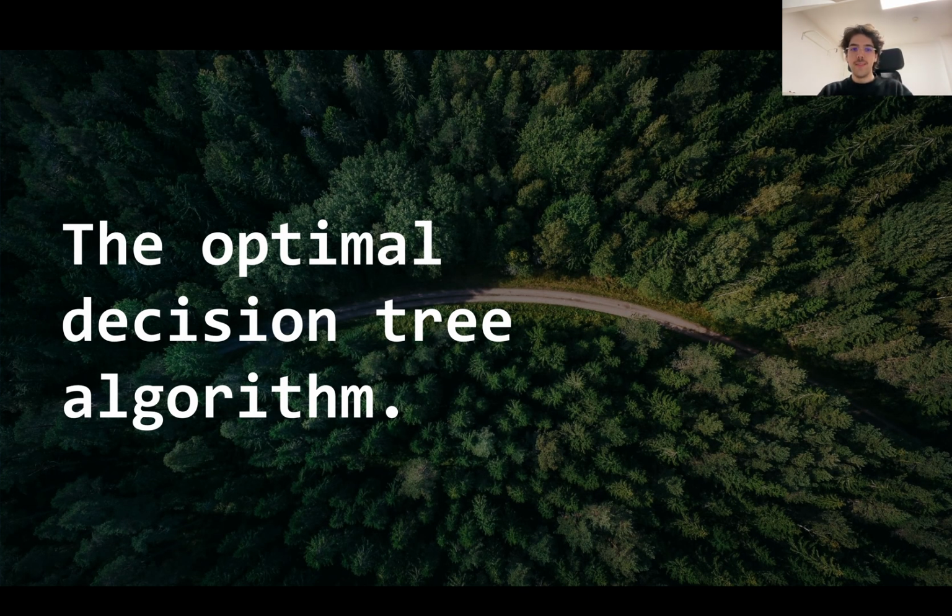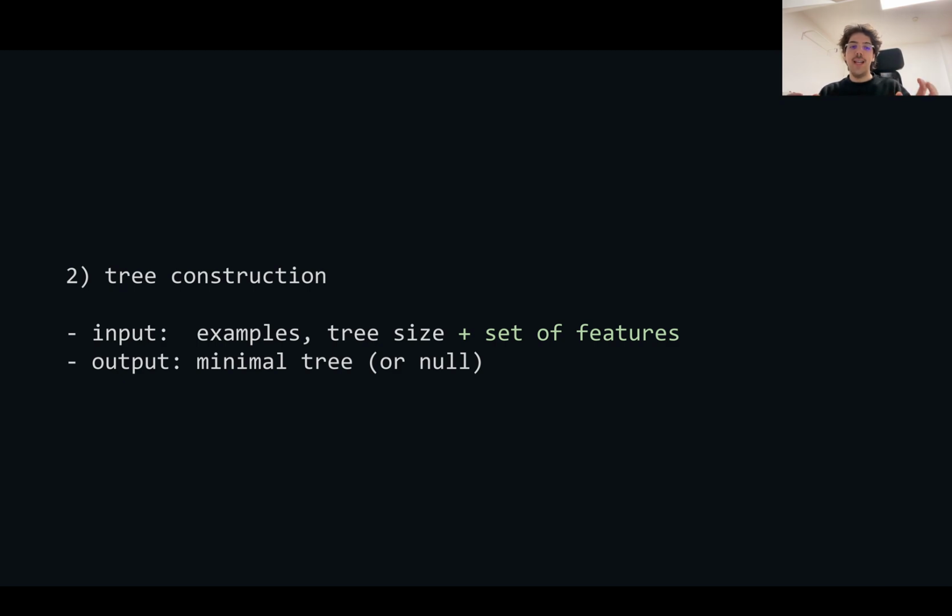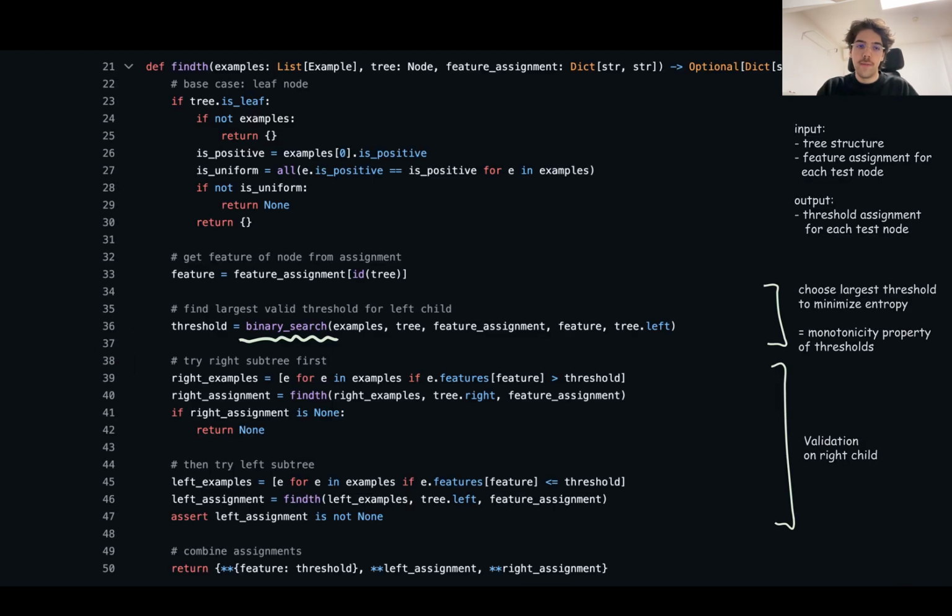So the proof of all of this is the algorithm, and it can be split up in two parts. I've written it down in Python, and I skip a lot of the notation, so we get to the core of it. The feature selection part is pretty hard, but the tree construction part is pretty straightforward. So you take the features from the input, from the previous stage, and you return either a minimal tree that you found or null if you don't find anything.